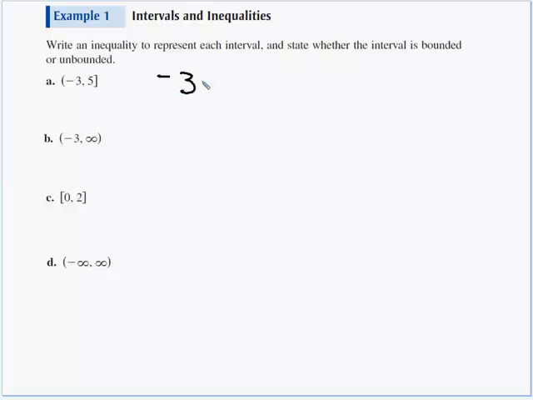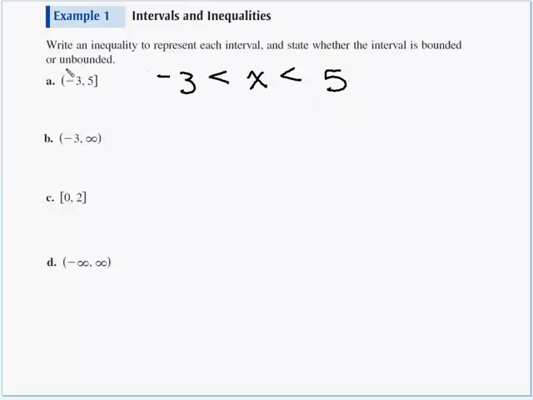I'm going to have negative 3 on the left, 5 on the right, and x is going to be somewhere in between. And when we're setting up these inequalities, we're always going to use less than signs. Of course, we put our lower number on the left. Negative 3 is less than x, which is also less than or equal to 5.